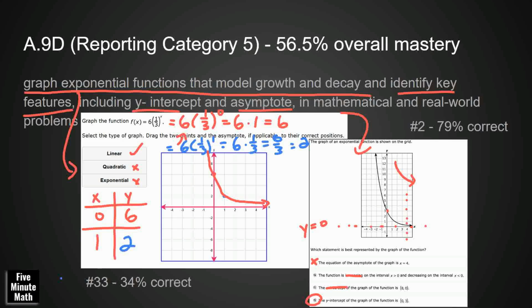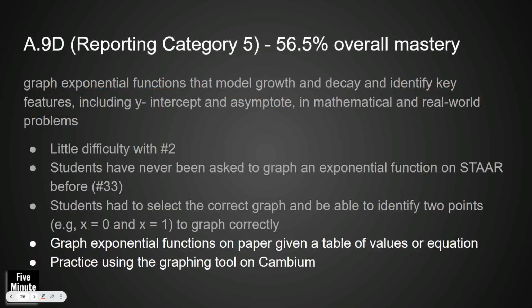But in order to do that, you had to first select exponential, then you had to come up with your 2 points. And it was a 1 point problem. We either got it or we didn't. That was extremely challenging, and that's a new feature that probably threw our kids for a loop. We didn't have much problem in number 2. We've never been asked to graph an exponential function on STAAR before. Instead, it was identify the correct exponential function. But graphing it is new.